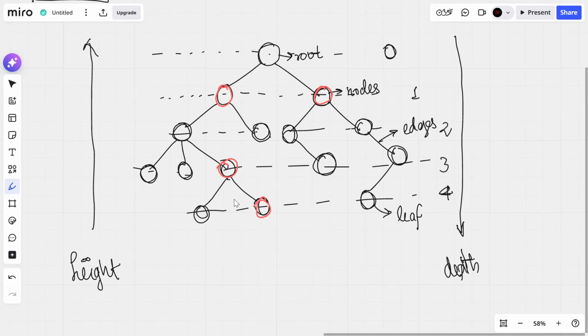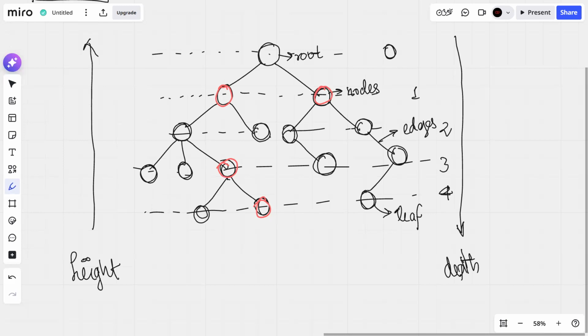We talk about height in terms of the tree. There's nothing called height of a node. Height of this node, height of this node, no. They only define height in terms of the tree.